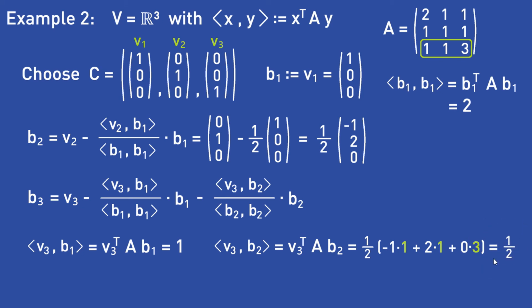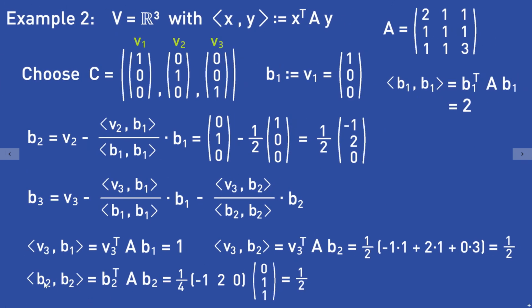Now we need to calculate the scalar product of B2 with itself. So the scalar product of B2 with B2 is equal to B2 transposed times A times B2. And B2 is that vector here. So the first thing we do is to plug in B2 in the matrix A. So we get this here. By solving this, we get 1/2. So the scalar product of B2 with itself is 1/2.